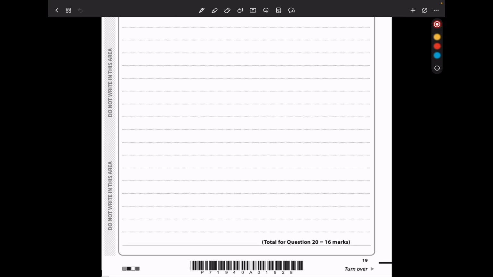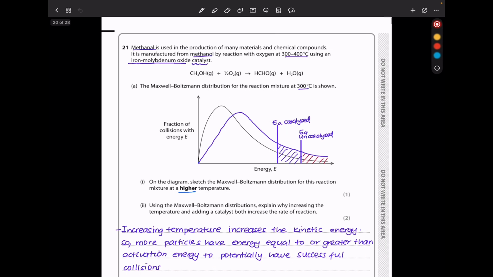So this brings us to the end of question 20. Let's continue to question 21. In question 21, methanol is used in the production of many materials and chemical compounds. It is manufactured from methanol by reacting with oxygen at 300 to 400 degrees Celsius using an iron molybdenum oxide catalyst. So they've given us this reaction here.